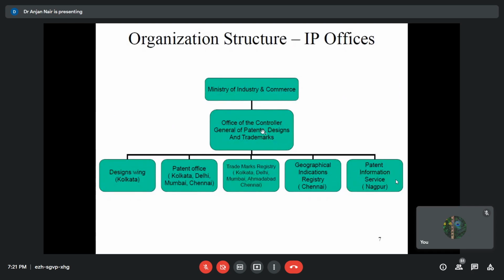And under this ministry, you have the Office of the Controller General of Patents, Designs and Trademark. And they have different offices for different types of IP. For example, for designs, we have it in Kolkata. For patents, we have four offices: Kolkata, Delhi, Mumbai, and Chennai.